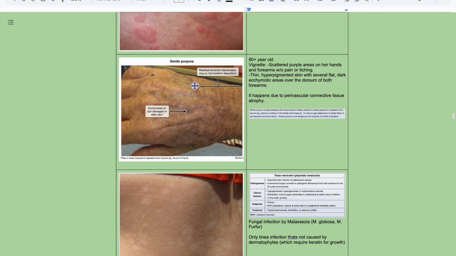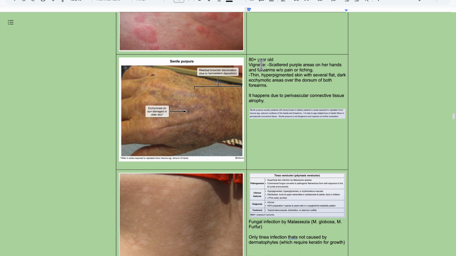Senile purpura is this. Ecchymosis on sun damaged or older skin, with residual brownish discoloration due to hemosiderin deposition. This is often in areas exposed to repeated minor trauma like the dorsum of the hand.